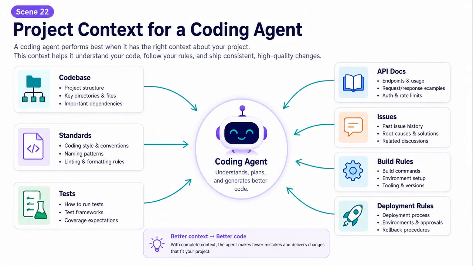Now let's look at business example, software development. A coding agent needs project context. It needs the codebase structure. It needs coding standards. It needs test instructions. It needs API documentation. It needs issue history. It needs build and deployment rules. Good context helps the agent suggest changes that fit the project.